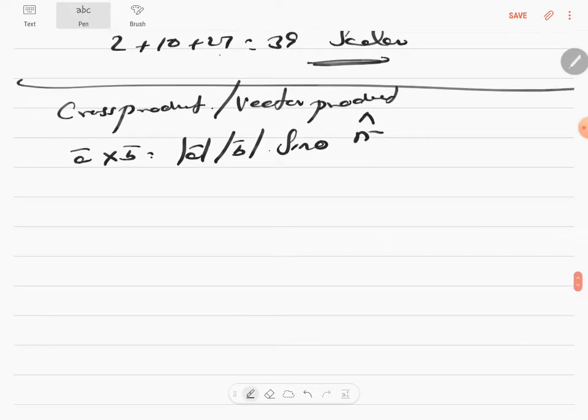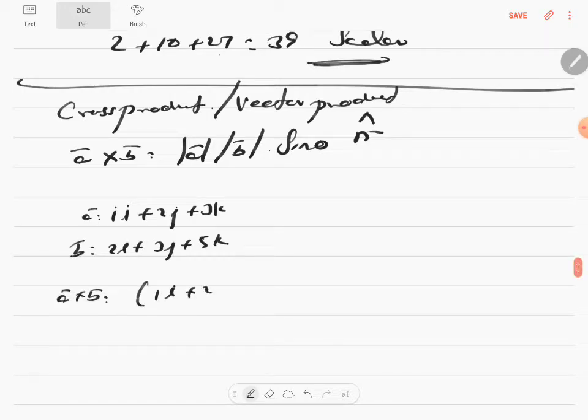Okay. So supposing they have given a vector to be 1i plus 2j plus 3k, and b vector to be 2i plus 3j plus 5k. Let's keep it like this. They ask me to cross this. A vector cross b vector is 1i plus 2j plus 3k has to be crossed with 2i plus 3j plus 5k. You can only cross an i and a j, i and a k.